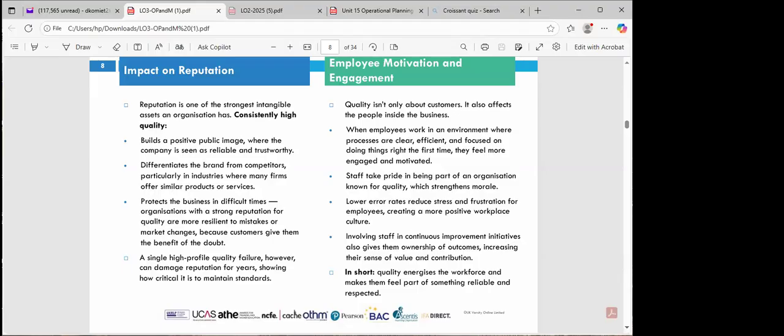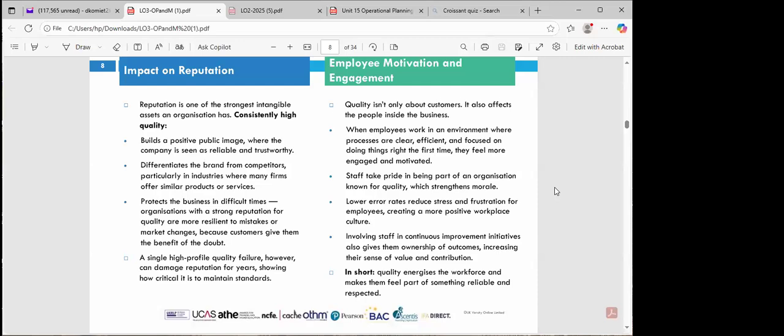Organizations with a strong reputation for quality are more resilient to mistakes or market changes because customers give them the benefit of the doubt. A single high-profile quality failure, however, can damage reputation for years, showing how critical it is to maintain standards. Quality isn't only about customers.